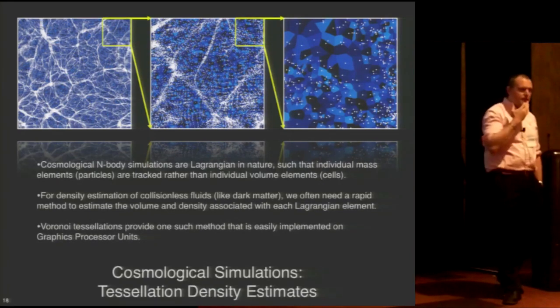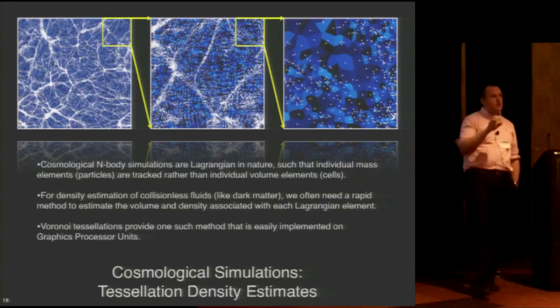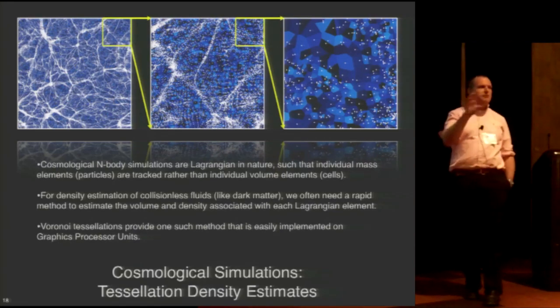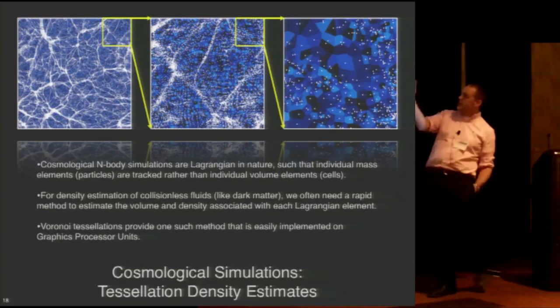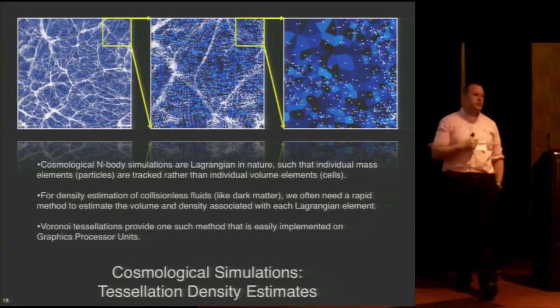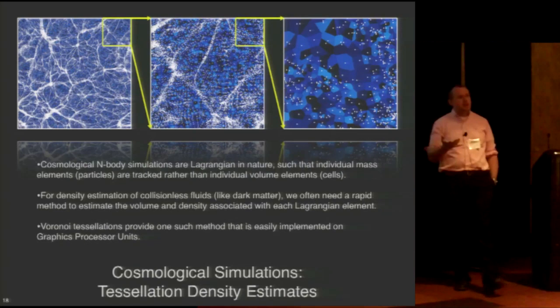So why do we use tessellations? Well, a lot of these simulations, they're particle-based. We call that Lagrangian-based. We're basically tracing individual packets of mass of dark matter through the universe as these structures form. So you can see the network of dark matter structures there on the left. Often what we're interested in doing is we want to estimate what the density of particles are. Tessellations allow us a technique for doing that very efficiently.